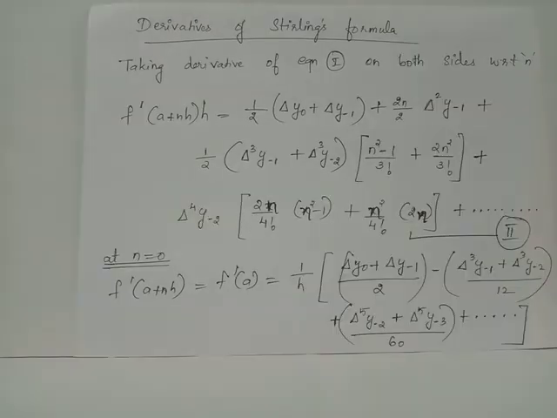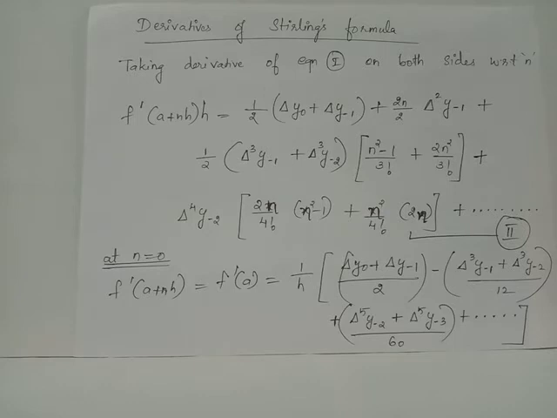In equation 2, when you give n equals 0 on both LHS and RHS, you will get f dash of a plus nh equals f dash of a, which equals 1 by h times delta y naught plus delta y minus 1 divided by 2, minus delta cube y minus 1 plus delta cube y minus 2 divided by 12, plus etc. When you give n equals 0 in equation 2, only terms containing odd powers of delta will remain as non-zero terms. This equation can be used whenever we have the special case n equals 0.